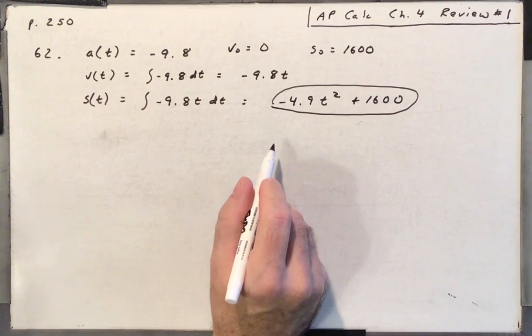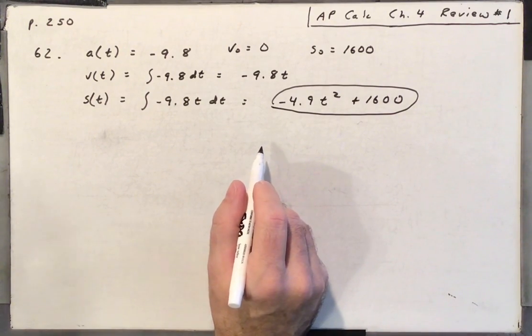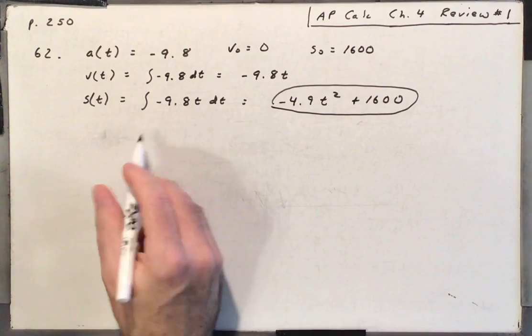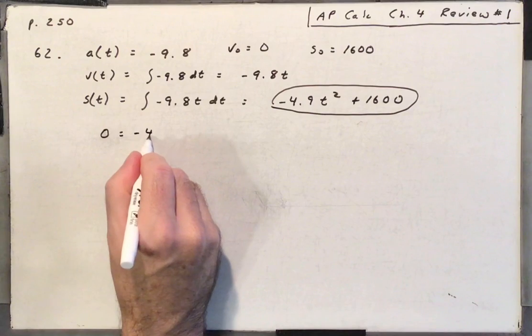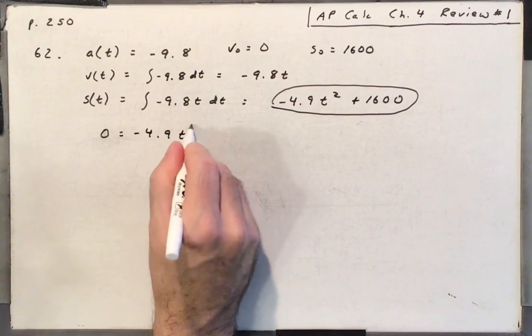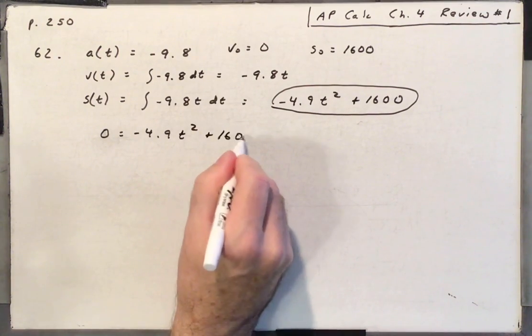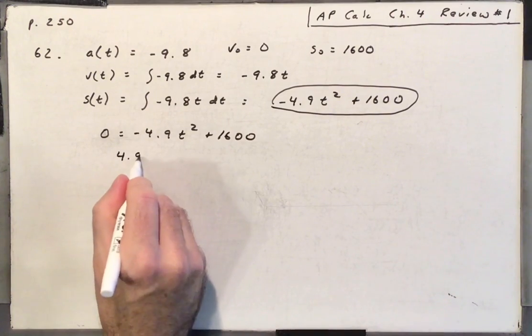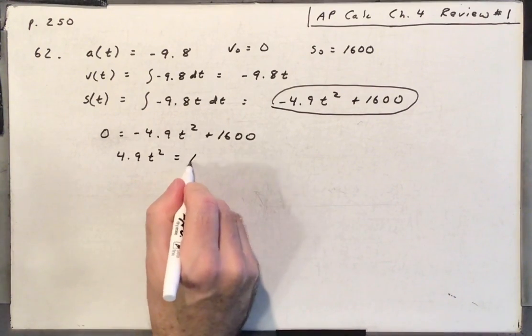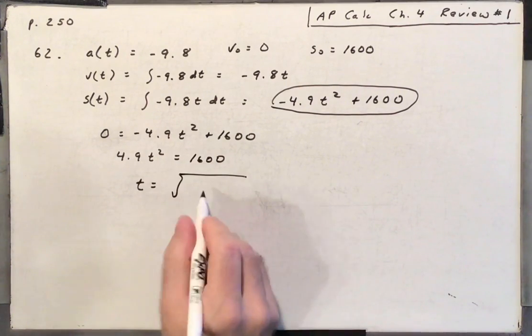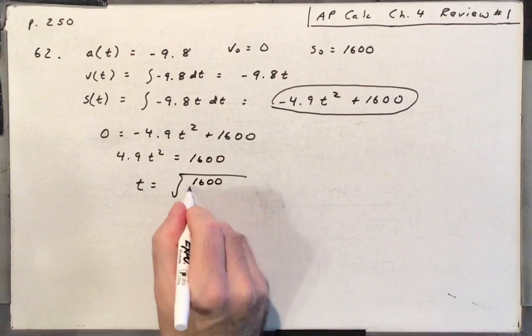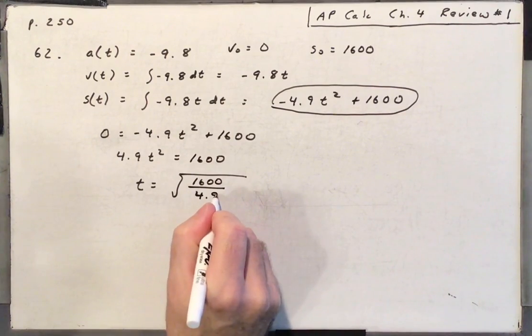The second part of the question says, how long will it take to hit the canyon floor? Well, what's the position at the canyon floor? It's 0. So we would set 0 equal to minus 4.9 t squared plus 1,600. 4.9 t squared is equal to 1,600. T is equal to the square root of 1,600 over 4.9.